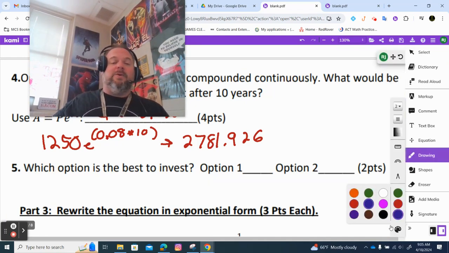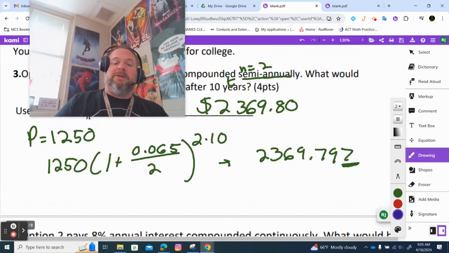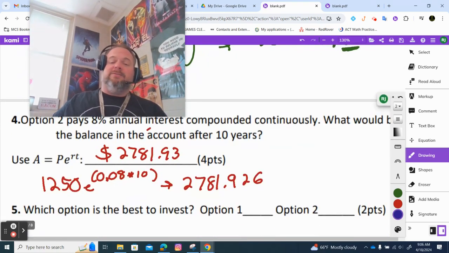All right. So which one's the best option? Well, which one's bigger, 2,300 or 2,700? Ah, yeah, option 2.